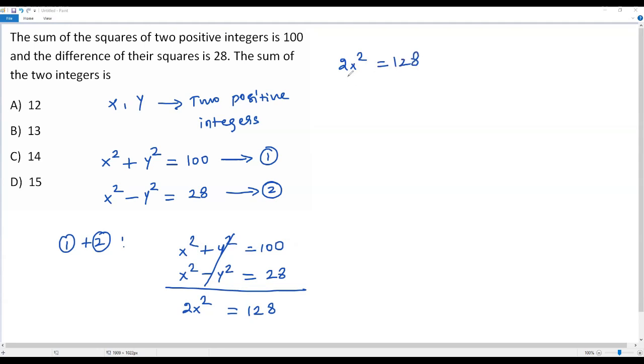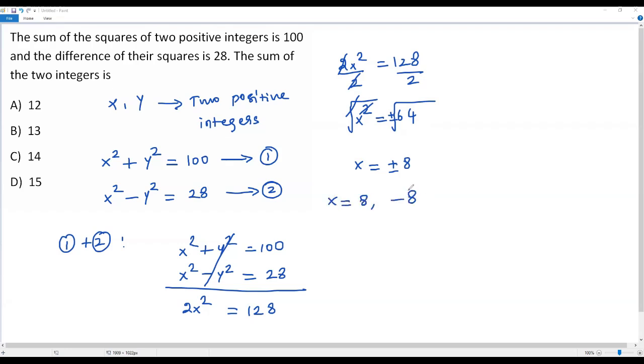My aim is to solve for x, so let me divide both sides by 2. When I do so, the 2 cancels out. I'm getting x squared equals, when I divide 128 by 2, 64. To solve for x, I have to get rid of the square. For that, I have to take the square root on both sides. When I take the square root on both sides, the square root and square cancel out. And whenever I take the square root on both sides of an equation, on one of the sides I have to consider a positive or negative sign. So I'm getting x equals positive or negative square root of 64, which is 8. So I'm getting two values for x: x equals 8 and x equals negative 8.